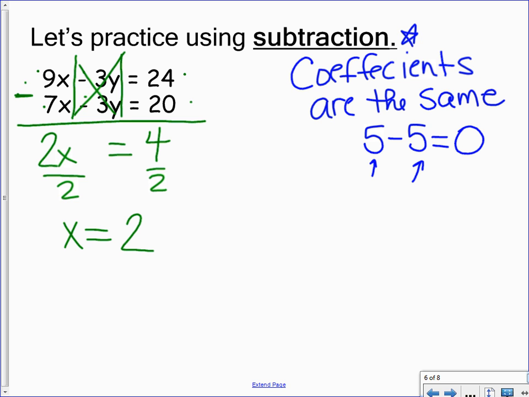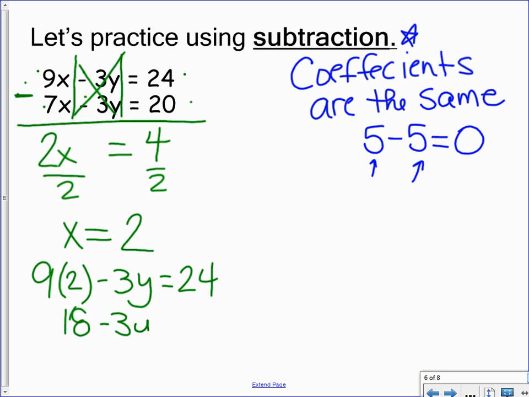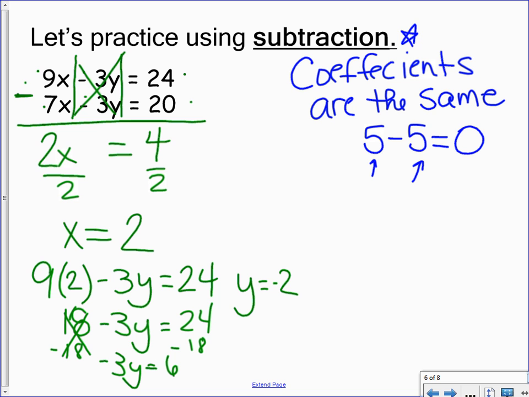So if x equals 2, that means 9 times 2 minus 3y equals 24. 18 minus 3y equals 24. Subtract 18. Be careful here. Negative 3y equals 6. So y equals negative 2. So I have 2 comma negative 2 as my answer.